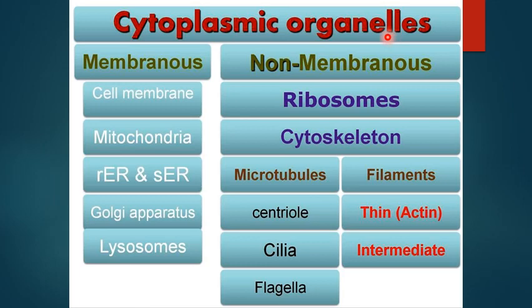The organelles are either membranous organelles or non-membranous organelles. Membranous organelles are the cell membrane, mitochondria, endoplasmic reticulum as rough and smooth endoplasmic reticulum, Golgi apparatus, and lysosome. The non-membranous are either ribosomes or cytoskeleton. Microtubules include centriole, cilia, and flagella; filaments include thin filament, which is actin, and other intermediate filament.